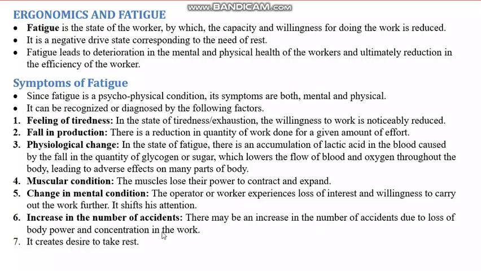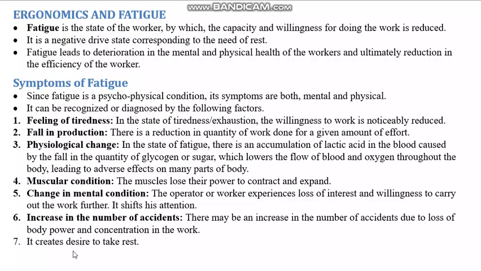The operator or worker experiences loss of interest, he loses the willingness to do any further work, and he doesn't pay attention. See, the mental condition is affected because of the fatigue. Then increase in number of accidents. So naturally, if a person is tired, there is always a danger of accidents happening.